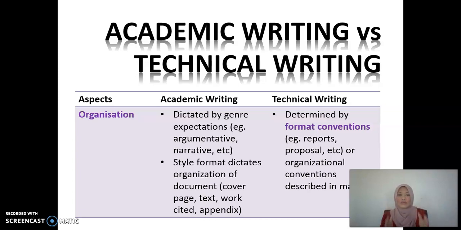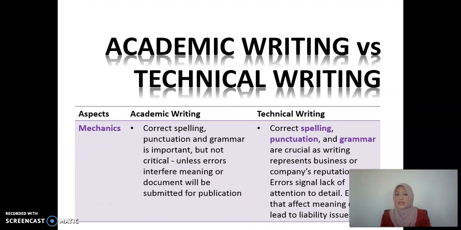You have your own format of convention for reports, for instance, for proposals, or the organization itself depends on organizational conventions described in a manual.